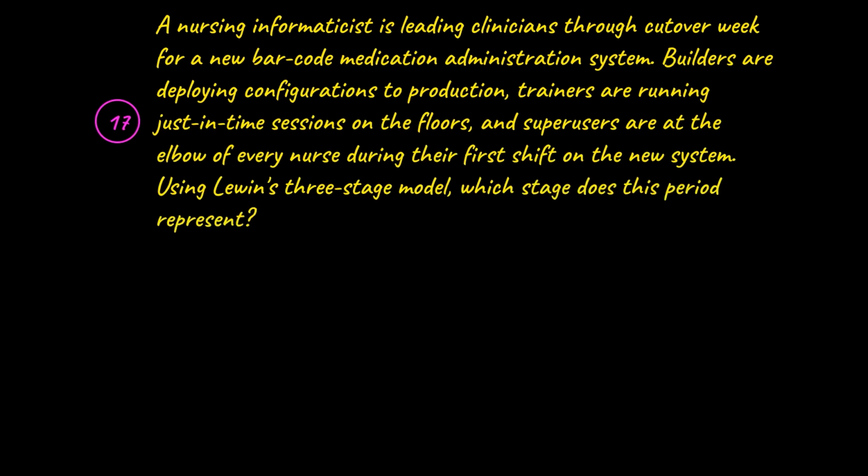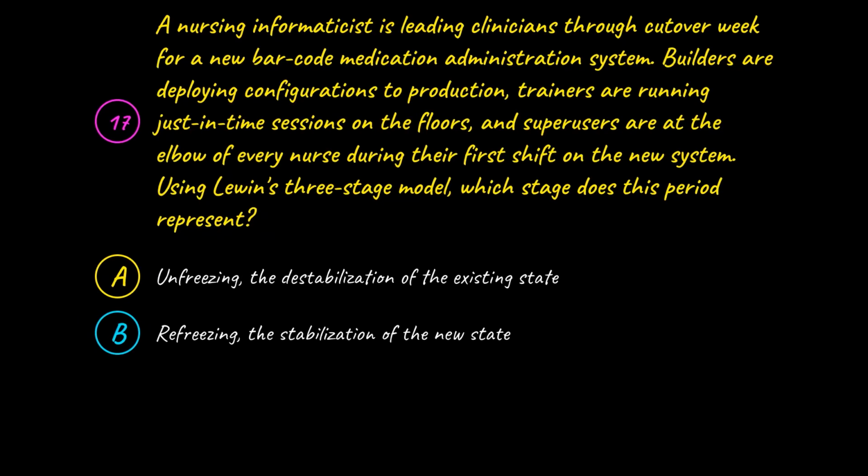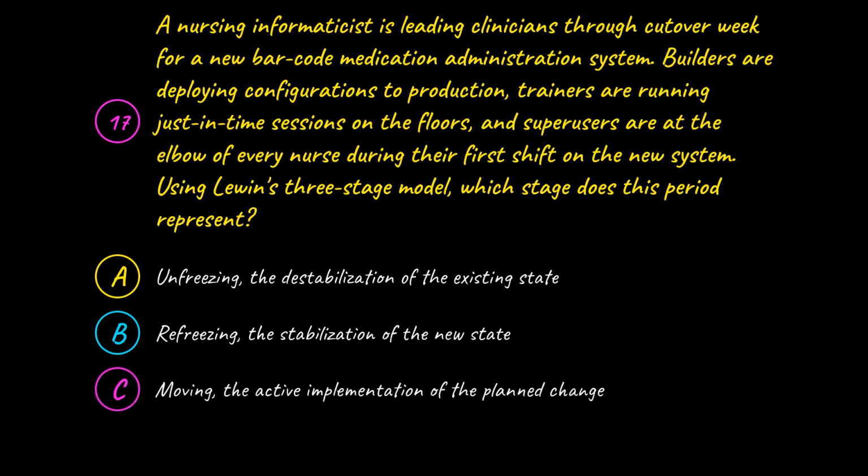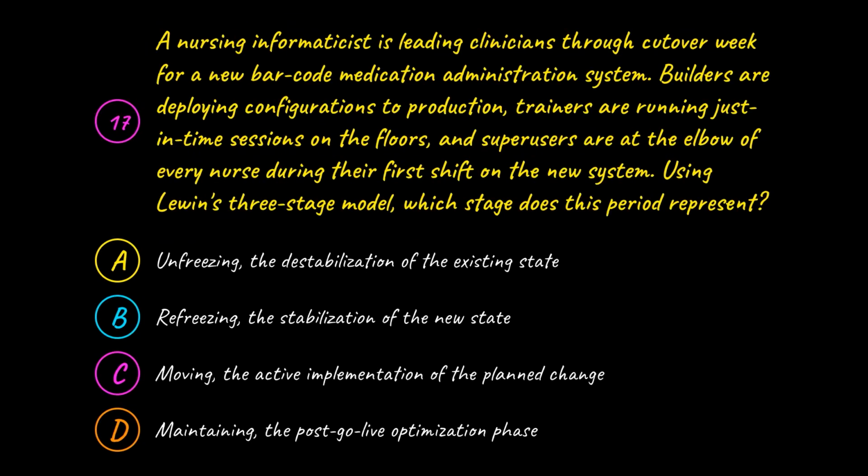Your options are A. Unfreezing, the destabilization of the existing state. B. Refreezing, the stabilization of the new state. C. Moving, the active implementation of the planned change. D. Maintaining, the post-go-live optimization phase. Which one is it? Pause the video if you need more time.